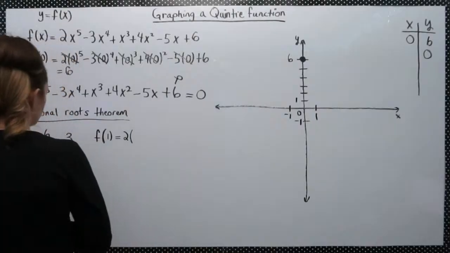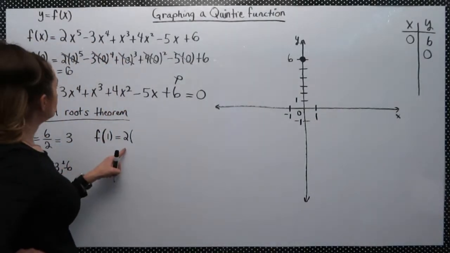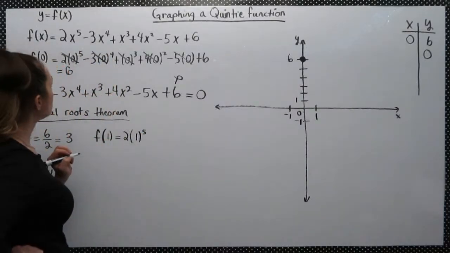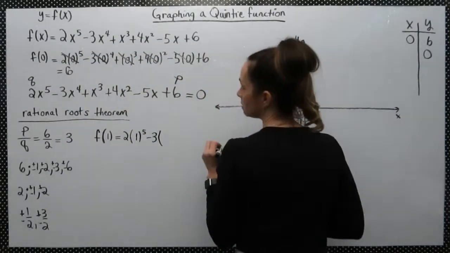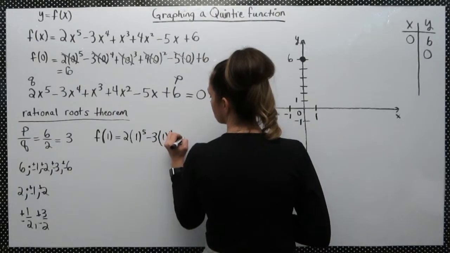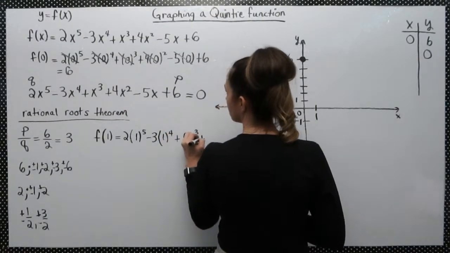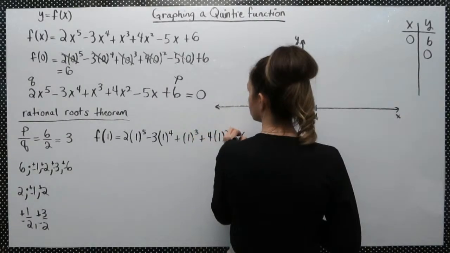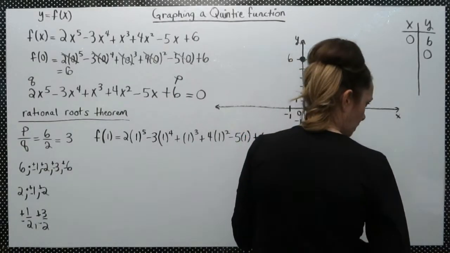What's going on right around the origin? Okay. So we've got 2 times 1 to the 5th. I'm going to try and write this kind of small. Minus 3 times 1 to the 4th plus 1 cubed plus 4 times 1 squared minus 5 times 1 plus 6. Okay.